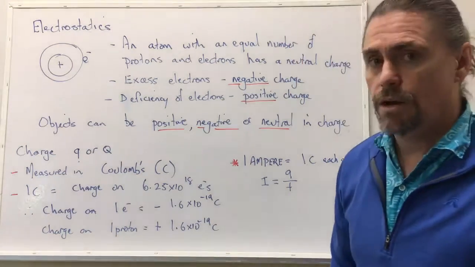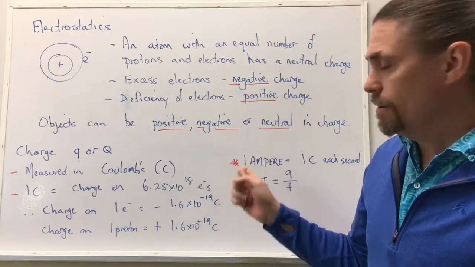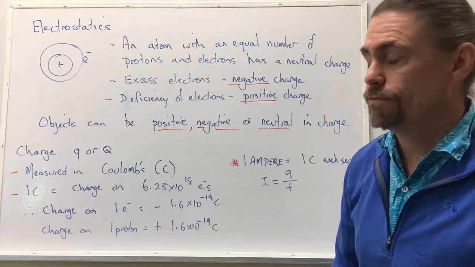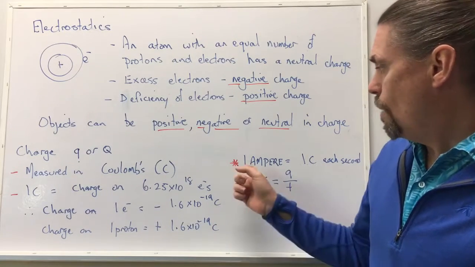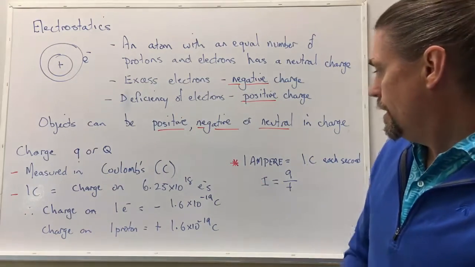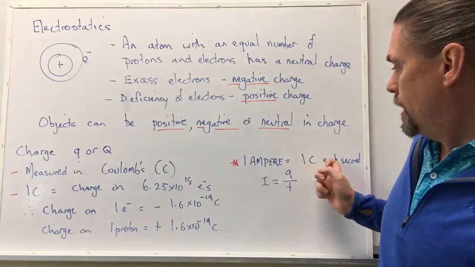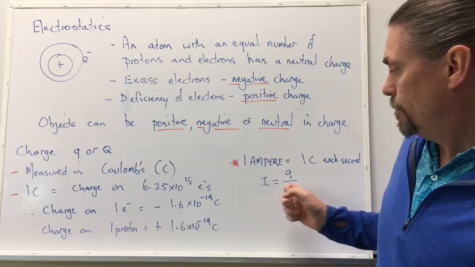So same number, opposite sign. Now one other definition that we can also say is that if we're looking at current, which is also a measure of charge per unit time, 1 ampere, which we denote symbol I for, is 1 coulomb of charge per second. So I equals our charge per unit time.